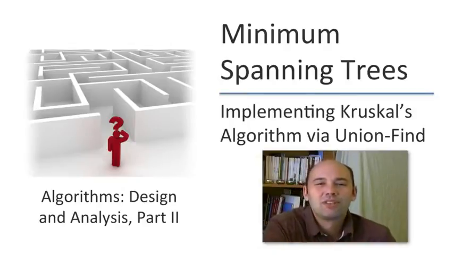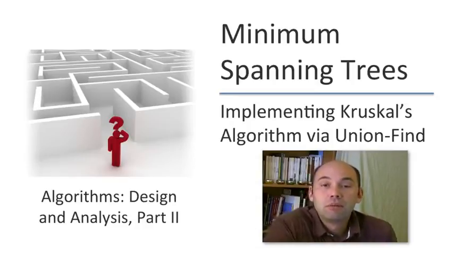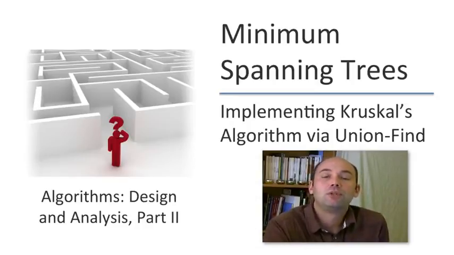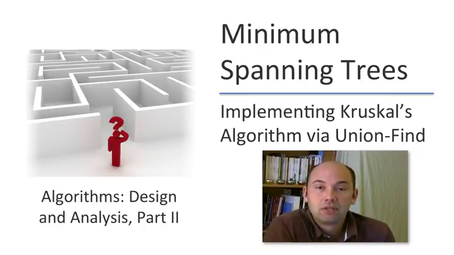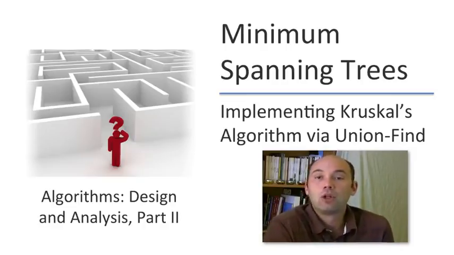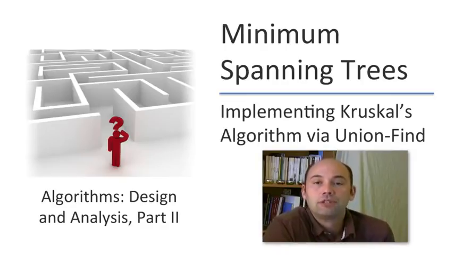So now we understand why Kruskal's algorithm is correct, why it always computes a minimum cost spanning tree. In this video, we'll turn our attention to implementation issues. We'll begin with a straightforward implementation of Kruskal's algorithm. That'll give us a polynomial runtime bound, which is good, but we'd like to do better.